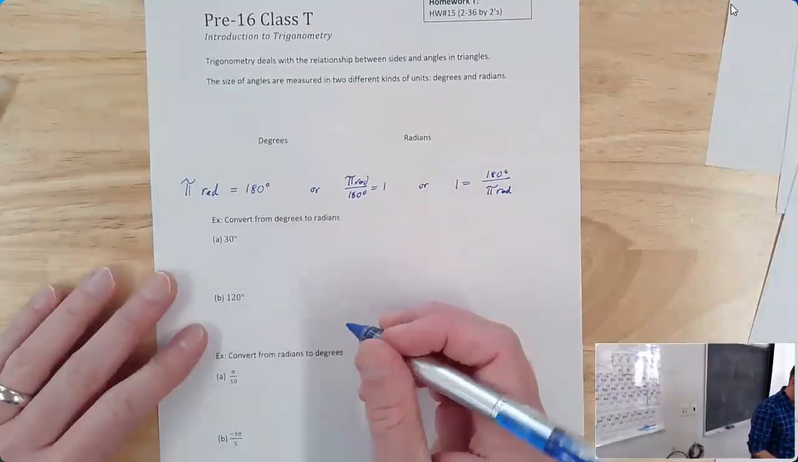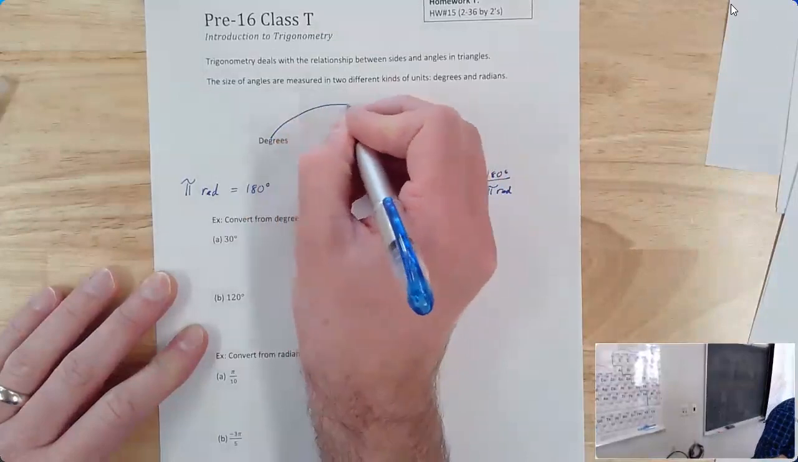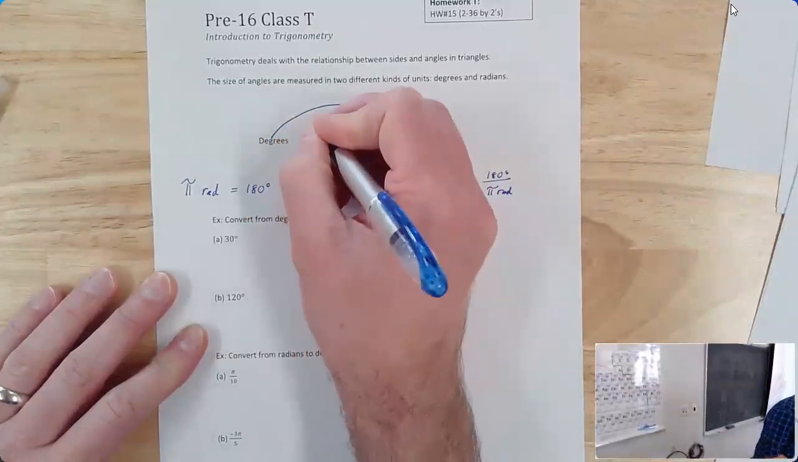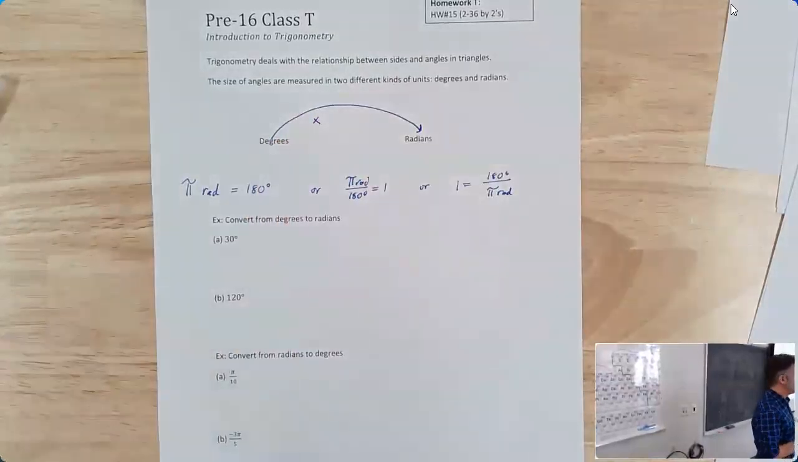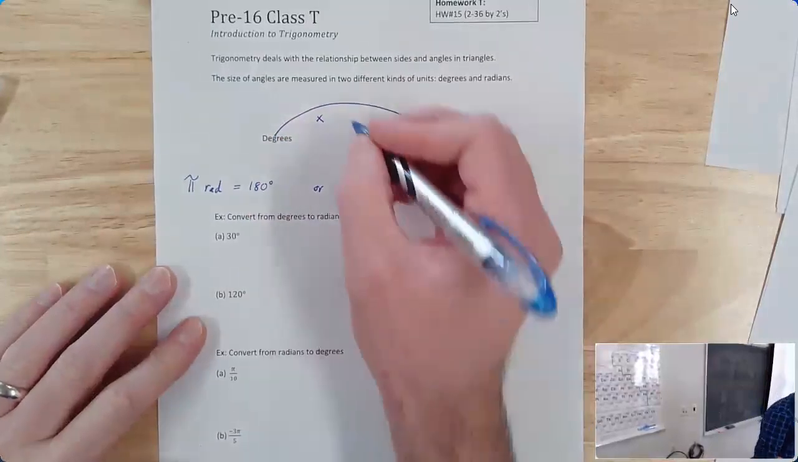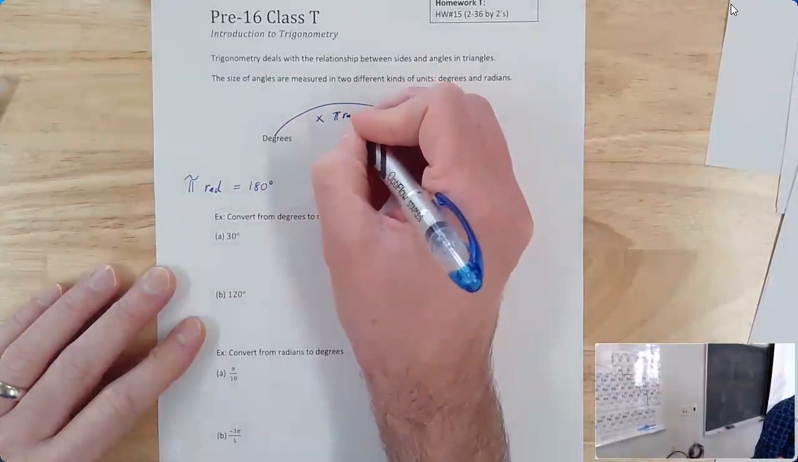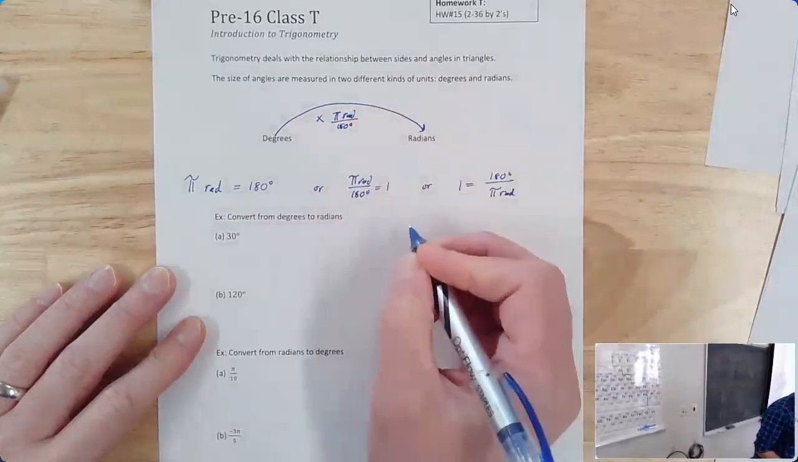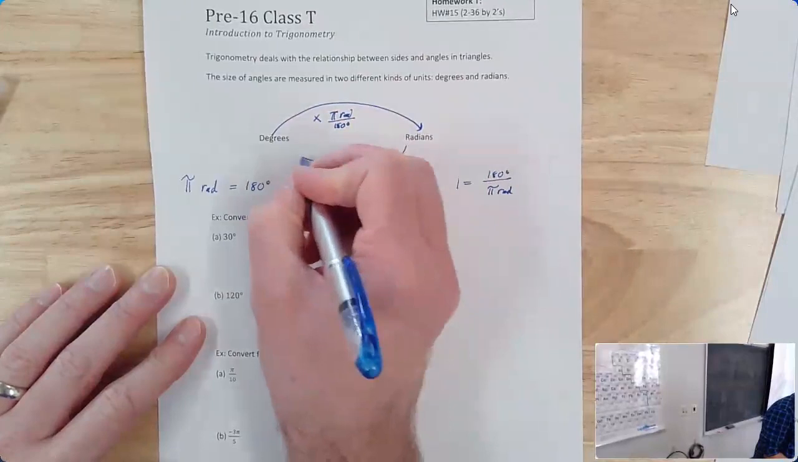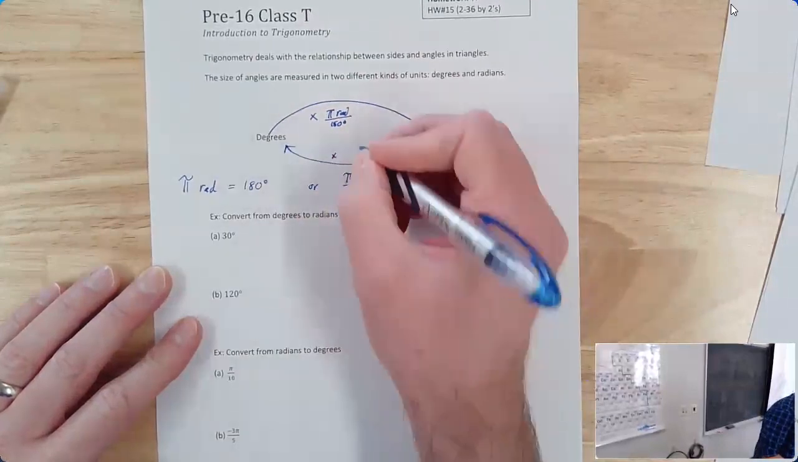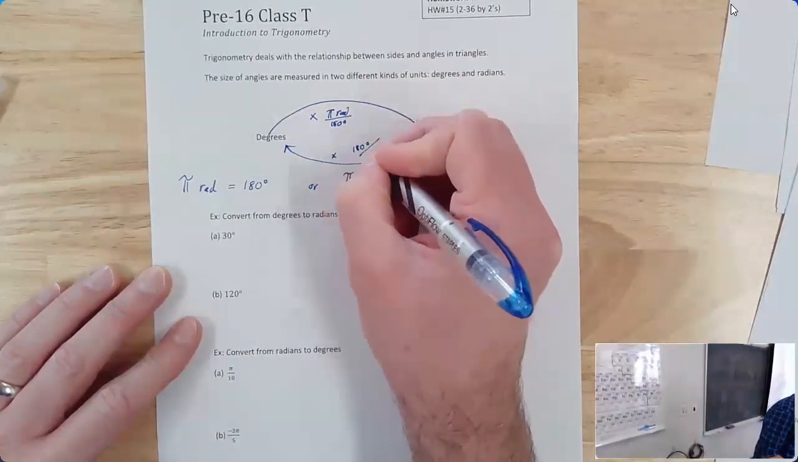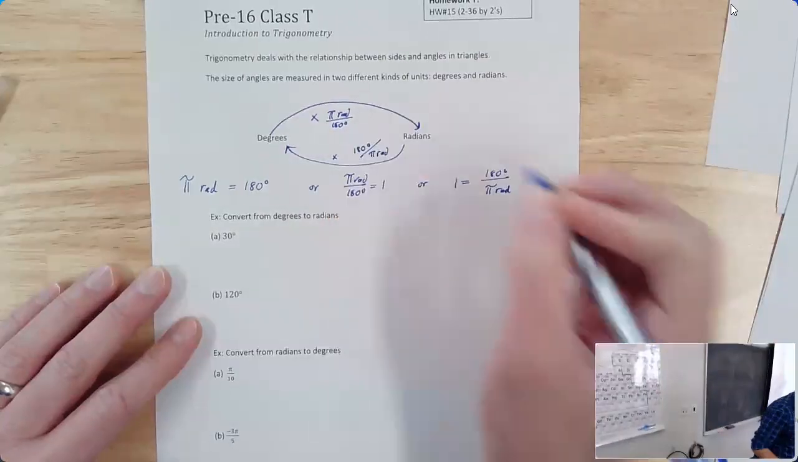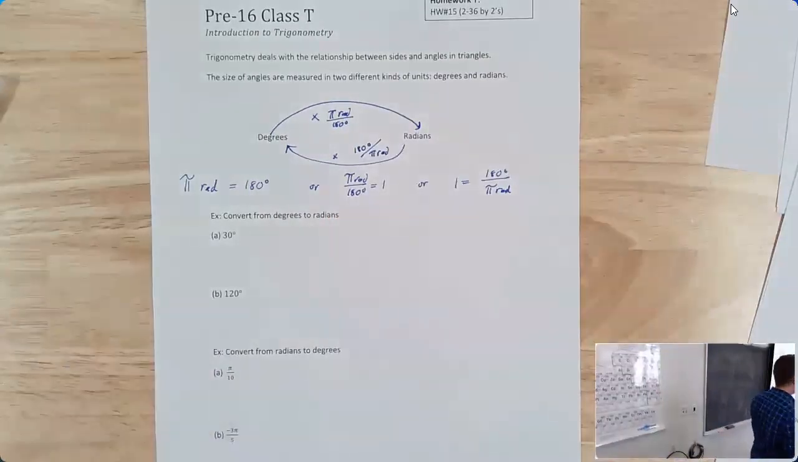The same idea here. To convert from degrees to radians, you always multiply by the thing that you want to end up with on top. So if I want to end up with radians, I'm going to multiply by pi radians over 180 degrees. And to convert from radians to degrees, we're going to multiply by 180 degrees over pi radians. You could also use 360 over 2 pi or 2 pi over 360, but usually it's easier to do pi over 180.